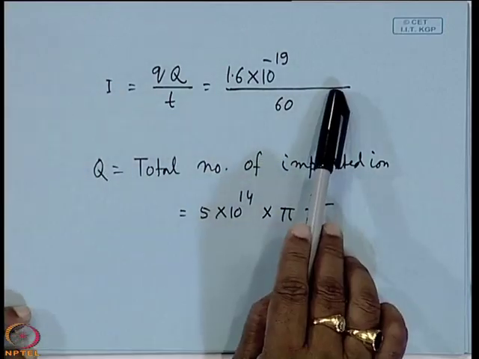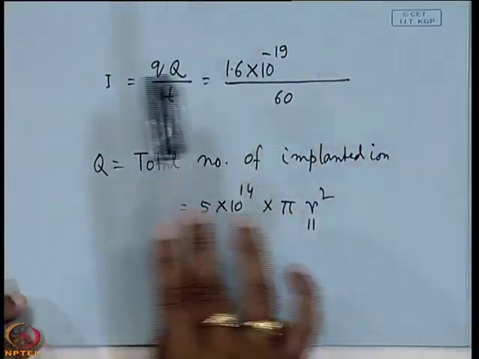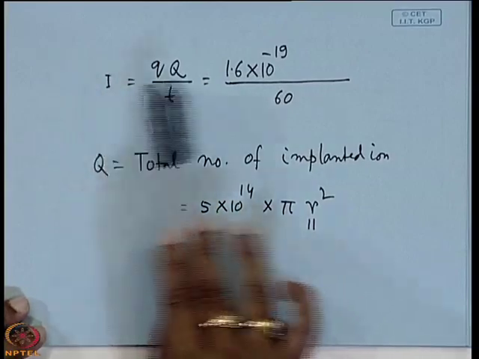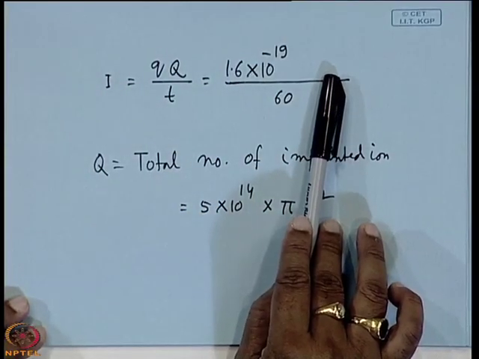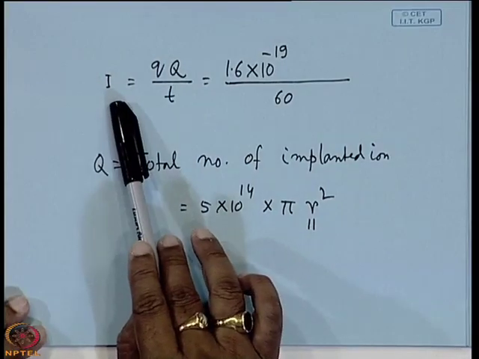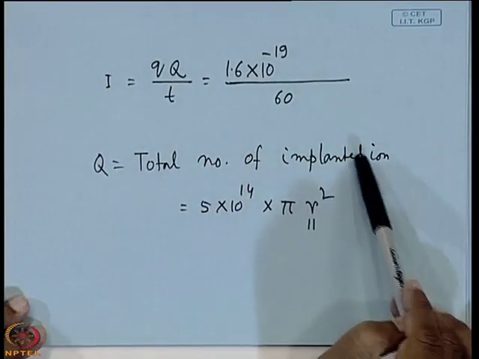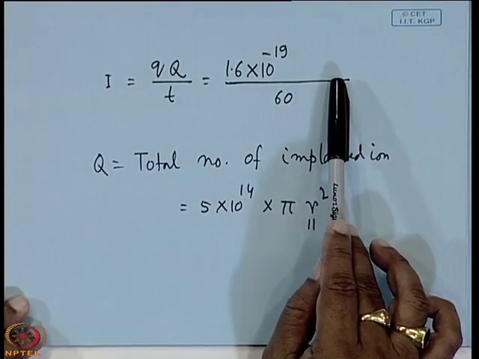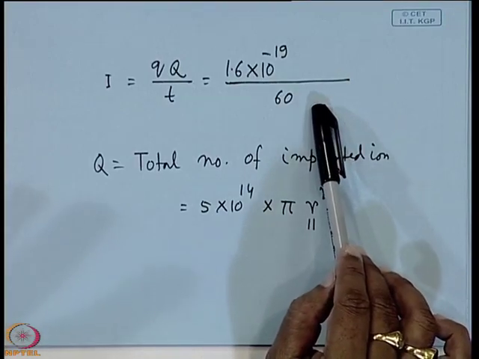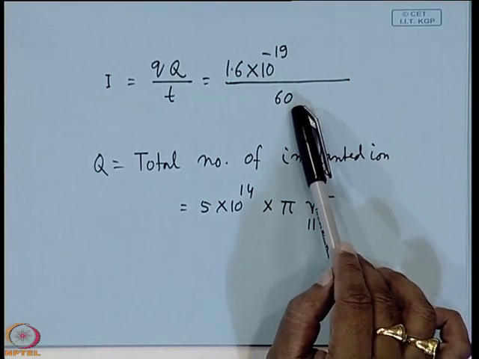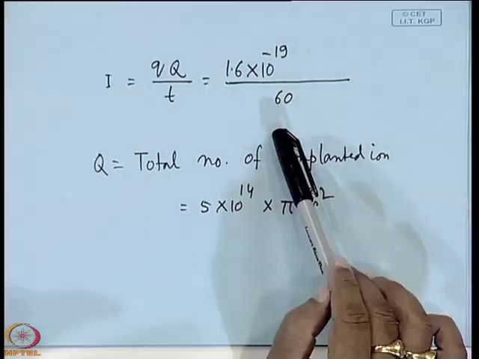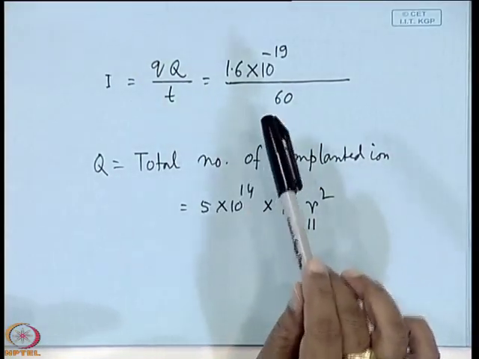So, that means if the current is decreased, ion concentration will decrease. If the beam current increases, the implanted ion concentration will increase. So, it is directly proportional. Just by changing the ion beam current, you can say how much ion you have implanted. Precise control of the ion is possible. Okay? So, thank you.